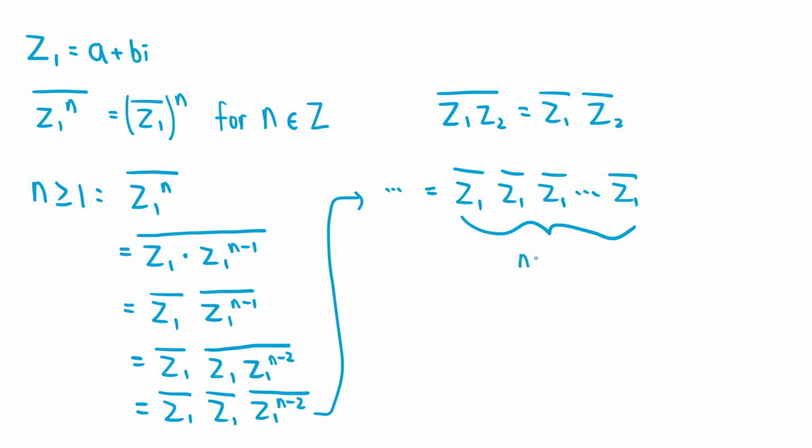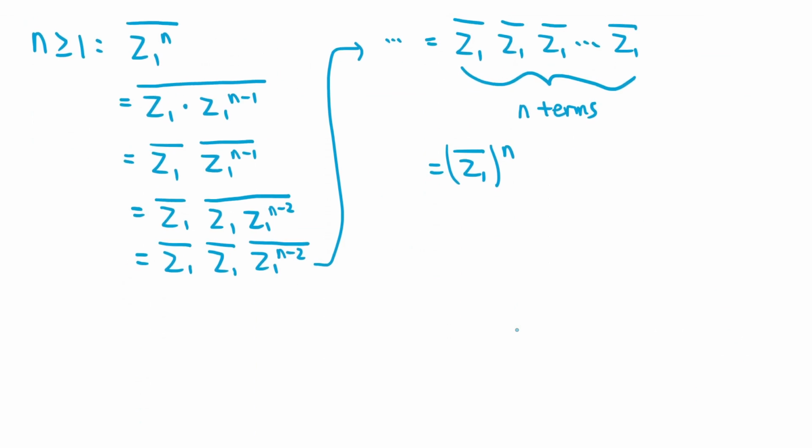Well, this is just the same thing as Z1 conjugate all to the power of n. So we've confirmed that Z1 to the power of n conjugate is just equal to Z1 conjugate all raised to the power of n. This is kind of an informal proof, but the idea is to repeatedly apply the property Z1 Z2 conjugate equals Z1 conjugate times Z2 conjugate until you end up with the Z1 conjugate multiplied by itself n times. Notice how this only works when n is a positive integer.